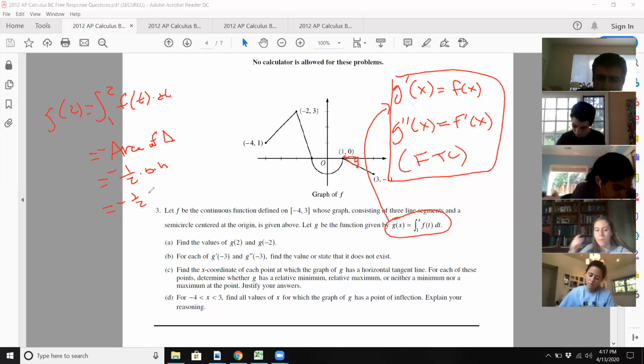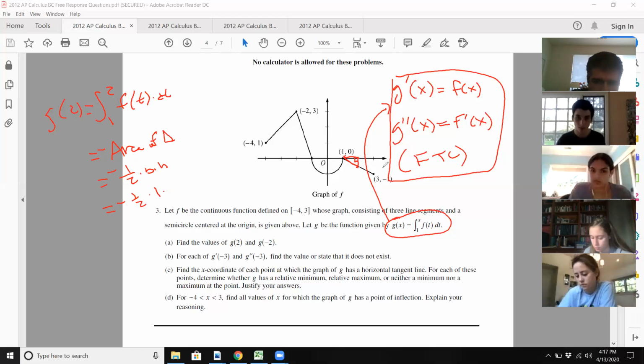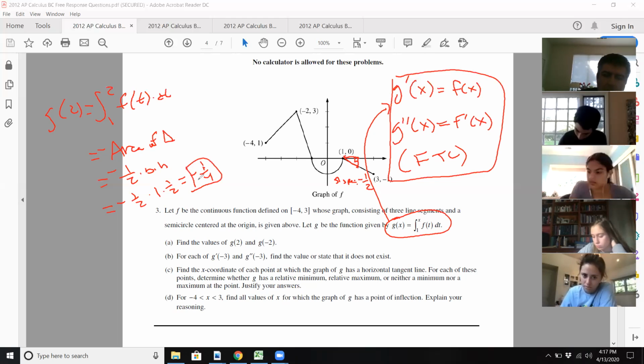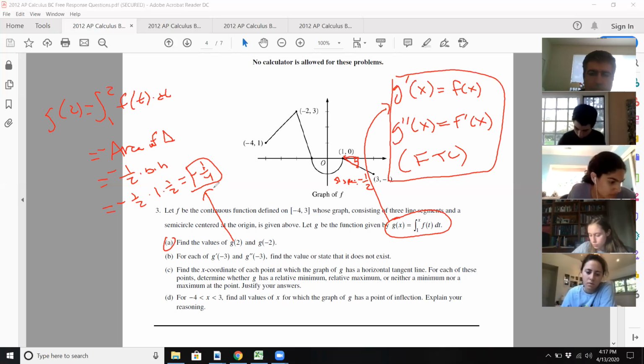And we're going from left to right. It looks like my base is 1. And my height, based upon the slope I'm seeing here, looks like it's a slope of negative 1/2. So my height's going to be negative 1/2 as well. Sorry, just 1/2. So it's going to be negative 1/4. So for part A, g of 2 is just negative 1/4. All you're doing is just taking the area of the triangle from 1 to 2. So you're doing that geometric calculus connection. That's important. Now g of negative 2 is going to be kind of a fun one.